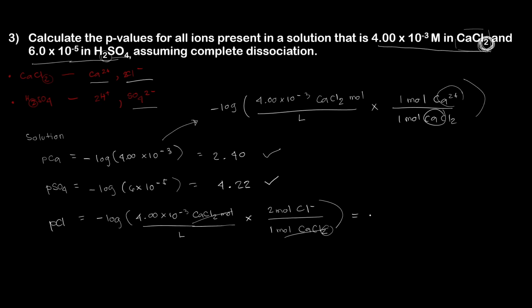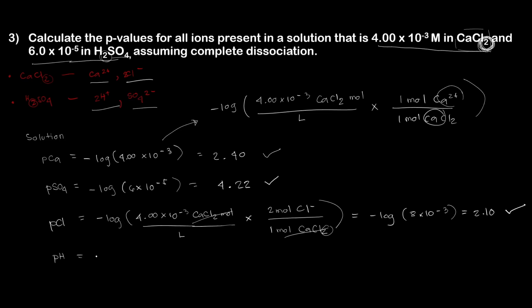So let's solve this. This would be 8 times 10 to the negative 3, and negative log of 8 times 10 to the negative 3 is 2.096 or 2. Okay? Okay, so that's how you get the PCl. So if you want, you can solve pH yourself or you can follow along.